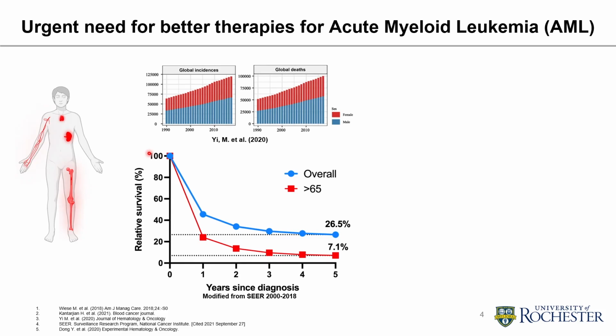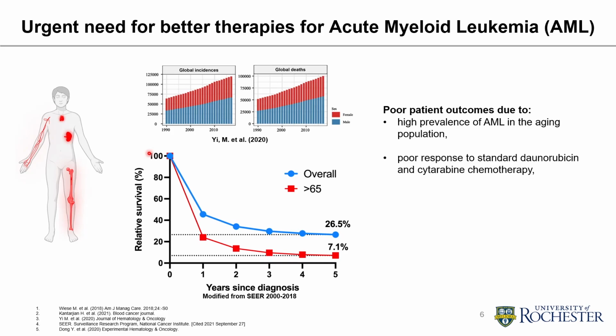And for patients who are above 65, which accounts for the majority of the diagnosis, the 5-year survival rate is less than 10%. And it's worth noting that within this patient population, 70% of them die within 1 year of diagnosis. These patients have very poor outcomes due to the high prevalence in the aging population. These populations do not respond very well to standard chemotherapies that are out there, and these chemotherapies can produce high relapse rates. So it is very clear that we need better therapy for AML.